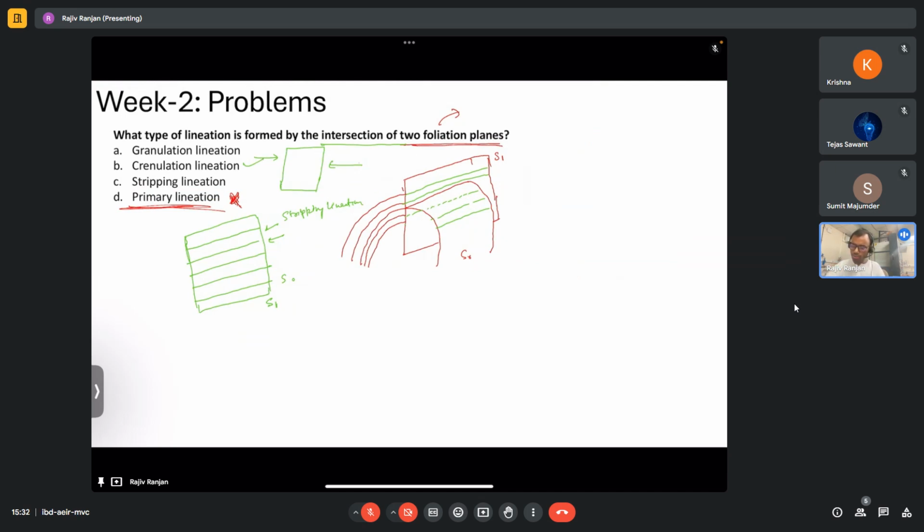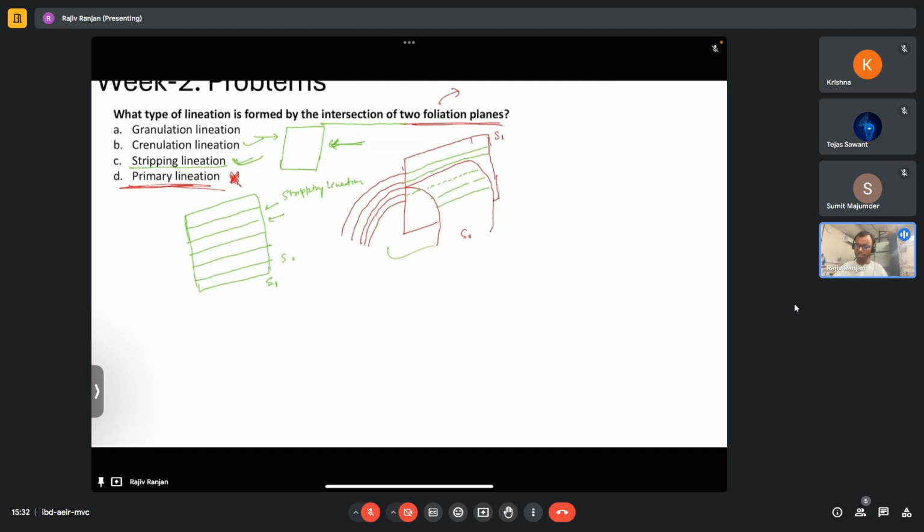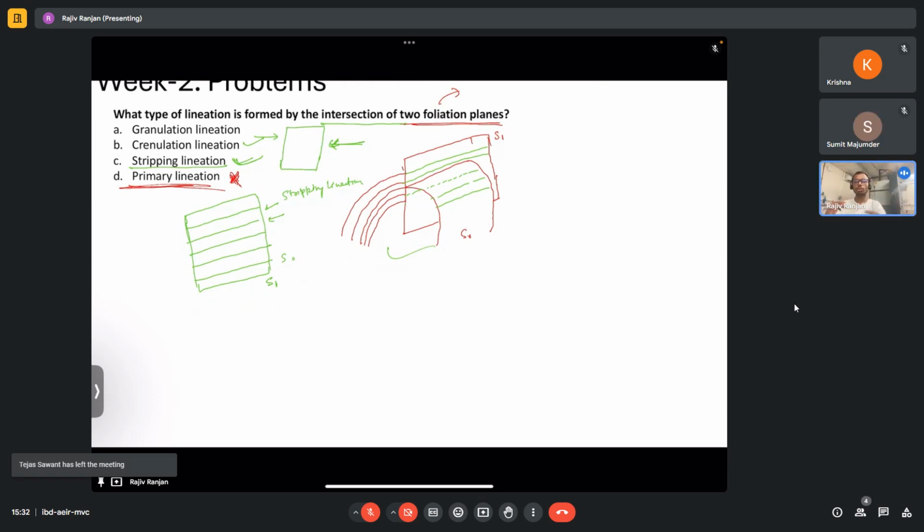Here there is no connection with two foliation planes. Two foliation planes are only related to striping lineation, because only when two foliation planes intersect does it lead to the formation of the striping lineation that we saw here. But crenulation lineation has nothing to do with two foliation intersection. It's only due to the continuous deformation stage. So that is why option C is correct.